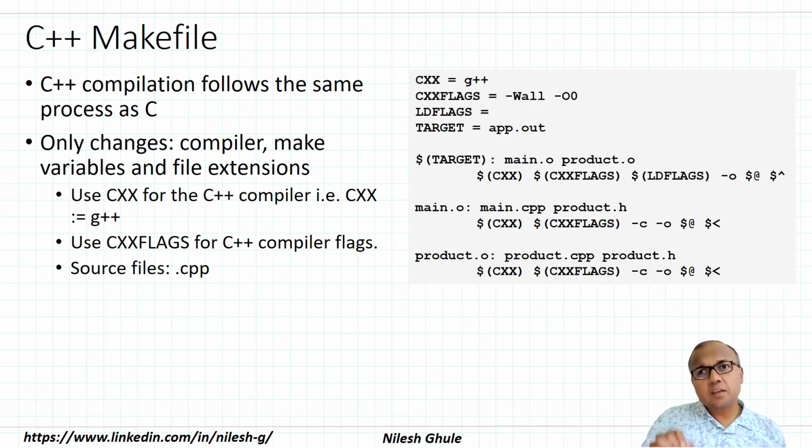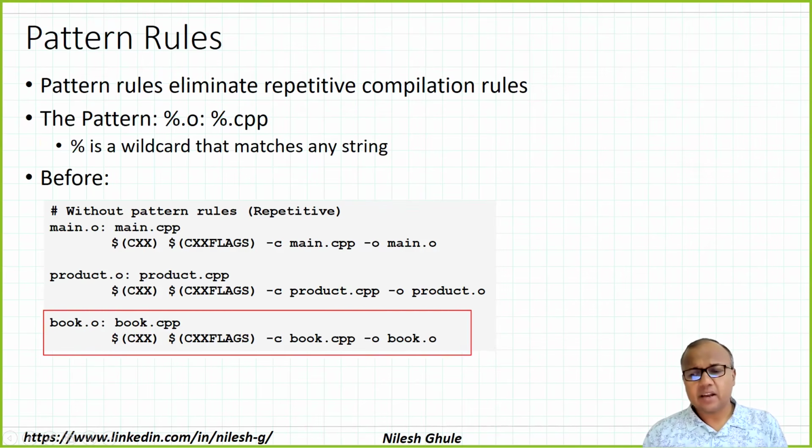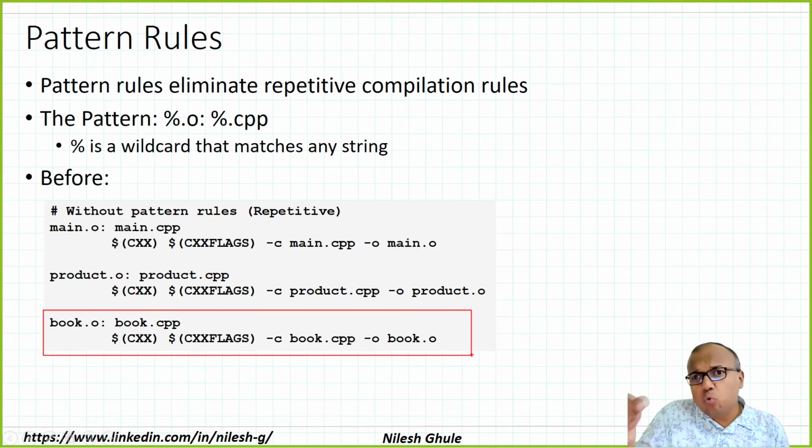As you have built the simple C++ application, now the question is, what if new classes are created, new .h and .cpp files are added? Consider the case where I have, let's say, a book class, with new book.h and book.cpp created. In this particular case, I have simply added one extra rule over here. It is okay to add one rule for one new file.